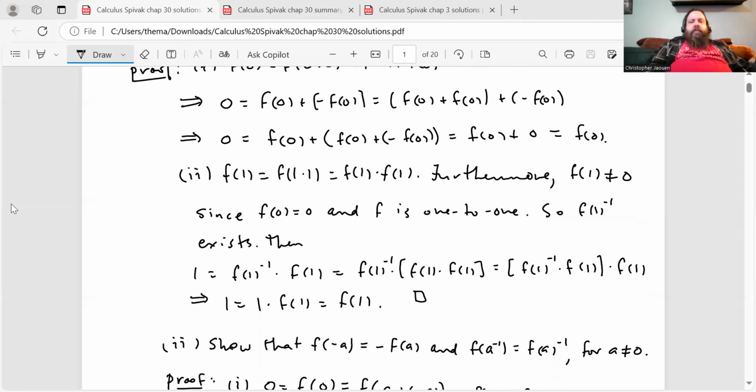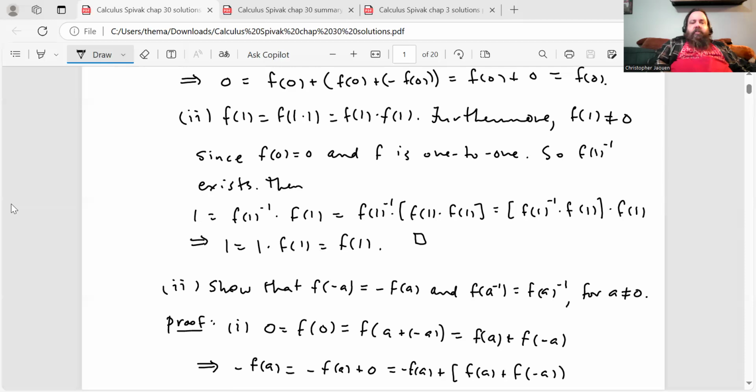Then second property, f of 1 is equal to f of 1 times 1, which is f of 1 times f of 1. Furthermore, f of 1 is not 0 since f of 0 equals 0 and f is 1 to 1 because it's an isomorphism. So f of 1 inverse exists. Then 1 equals f of 1 inverse times f of 1, which equals f of 1 inverse times f of 1 times f of 1, which is equal to f of 1 inverse times f of 1, in parentheses, times f of 1. Again, that's the associative law. Remember, we're working in a field. That implies that 1 equals 1 times f of 1, which is f of 1, so 1 equals f of 1.